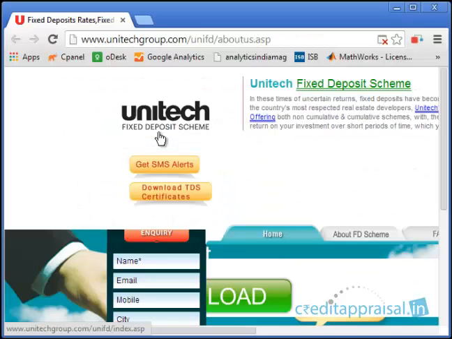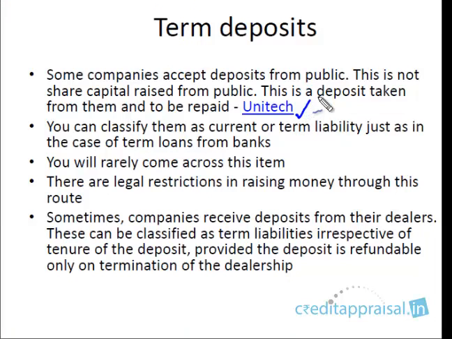So I'm just going to show you the Unitech website. So this is the Unitech website. Unitech is actually accepting deposits from the public. So obviously it has fulfilled certain norms that are required by the regulators to raise public funds. So Unitech has some fixed deposit schemes. So that is one company which is accepting deposits from the public. Once a company wants to raise funds from the public, it has to satisfy certain guidelines laid by the regulator, and once they are satisfied, they can raise funds.